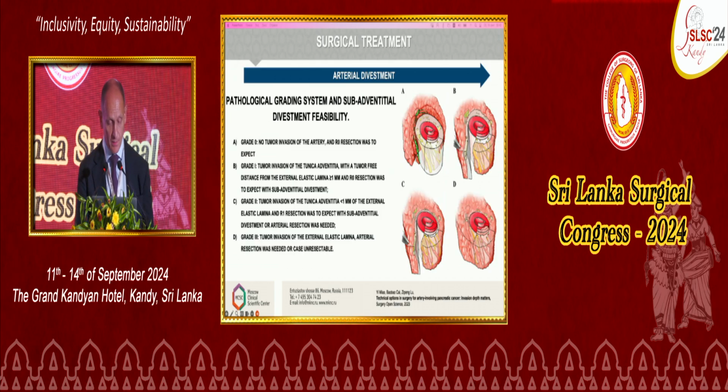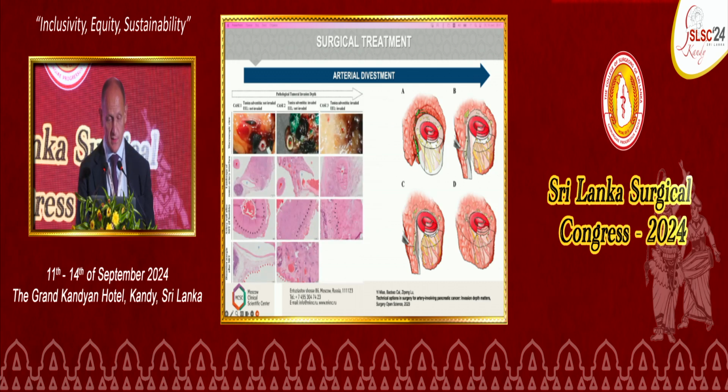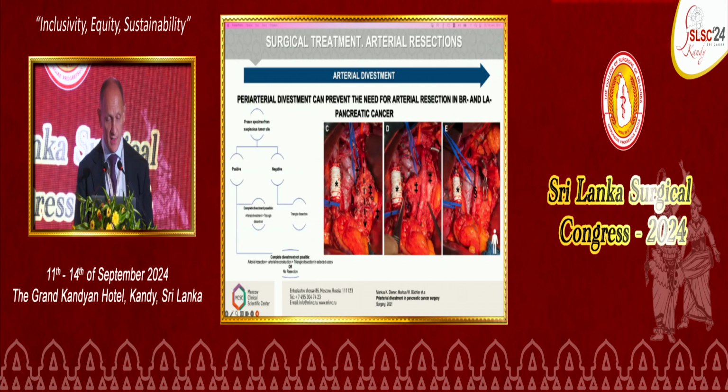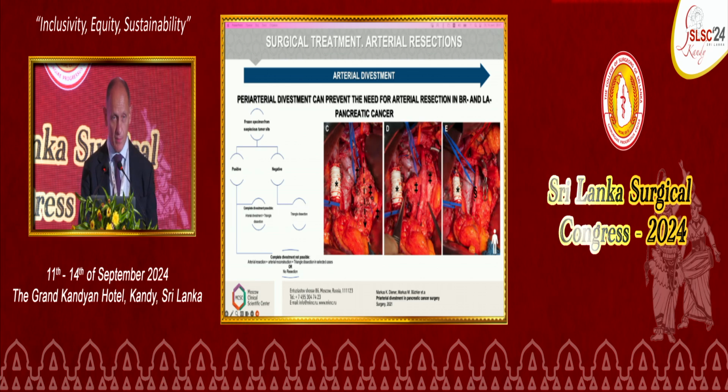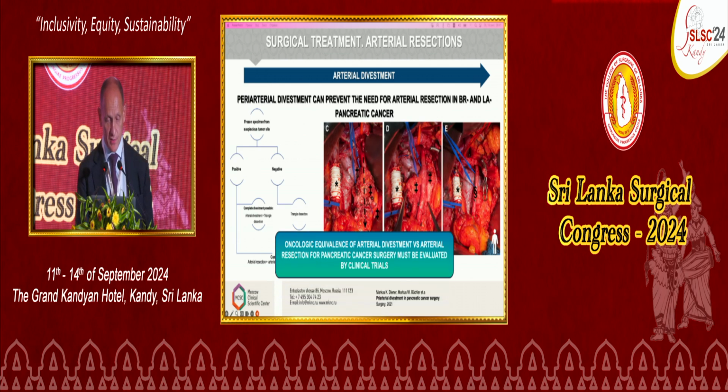And again, based on the preoperative examination, you could think in such cases not only about arterial resections, but also about artery divestment. If you examine preoperative CT scans and MRI images together with endoscopic ultrasound results, you could suppose that the artery wall is not involved fully by the tumor, so you can plan arterial divestment, and there is a lot of data in the literature that such a technique doesn't compromise the oncological results for these patients.